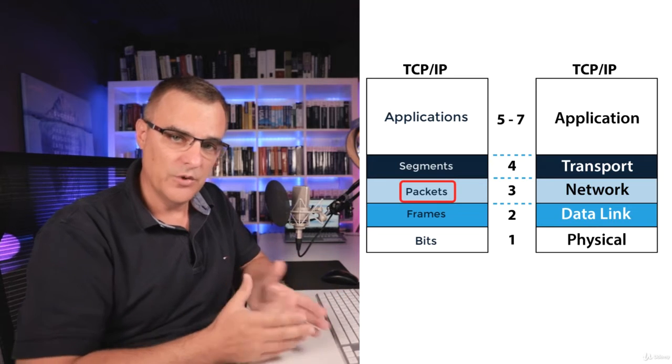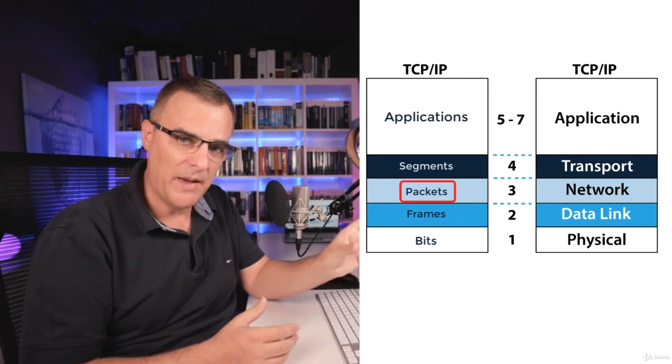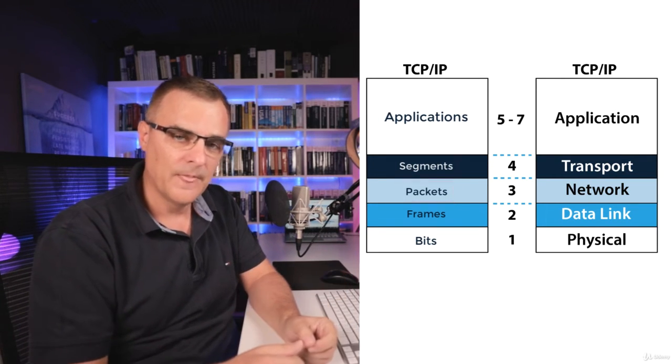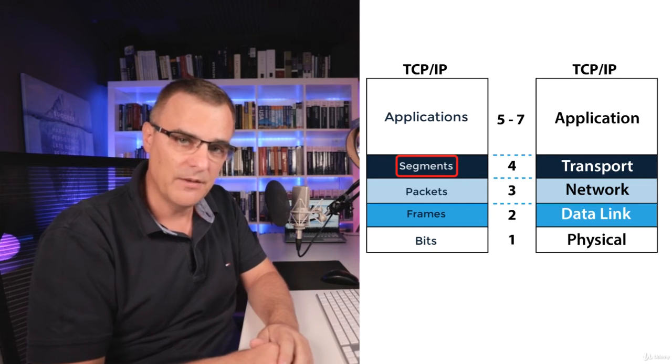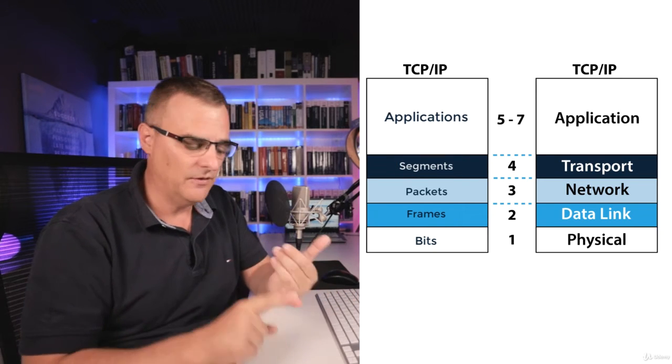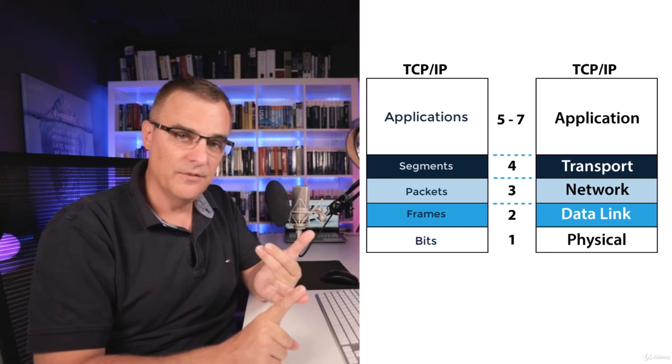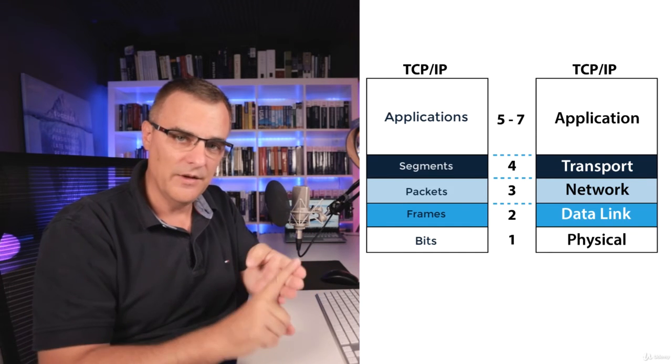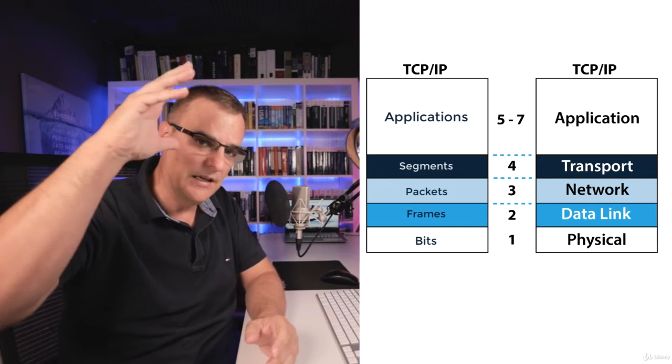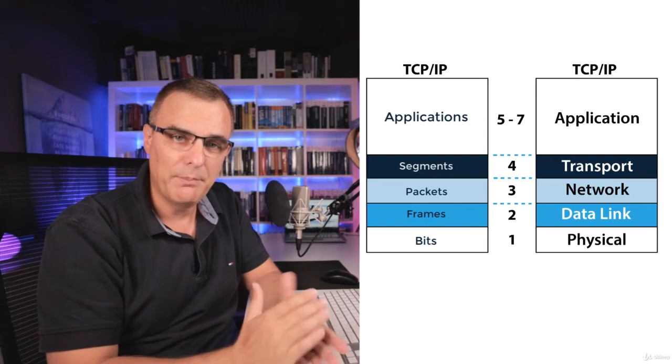At layer 3, we have what are called packets. So a router, which is a layer 3 device, will route packets from one interface to another. And at layer 4, we have segments. So layer 1 is bits, layer 2 is frames, layer 3 is packets, layer 4 is segments, and then at layer 5 to 7, we have an application.